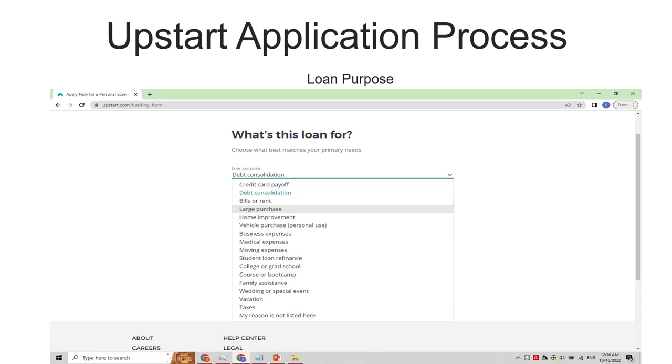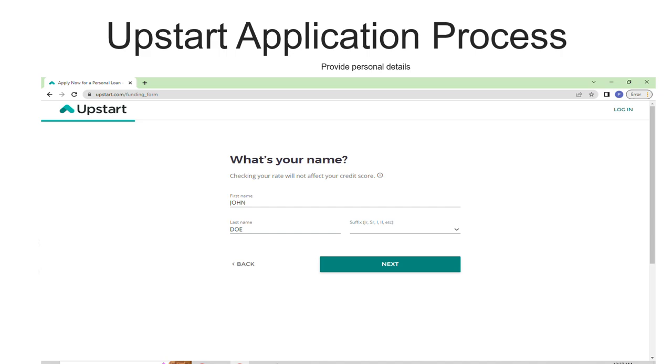Then it asks for the purpose of the loan. It can be for credit card payment, a large purchase, home improvement, vehicle purchase, college or graduate school, a wedding or special event, moving, medical expenses, or business expenses. So it provides a large number of options for the loan purpose. Then we have to provide our name. Here it's just a sample, John Doe, for showing this application process.